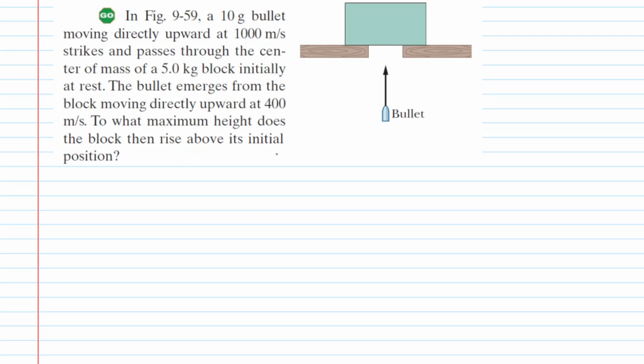So in this question, we have a bullet colliding with a stationary block, and we are asked the maximum height that this block will rise above its initial position. And it turns out we have to solve for that by breaking the problem into two separate phases. Let's take a look at phase one of the problem.